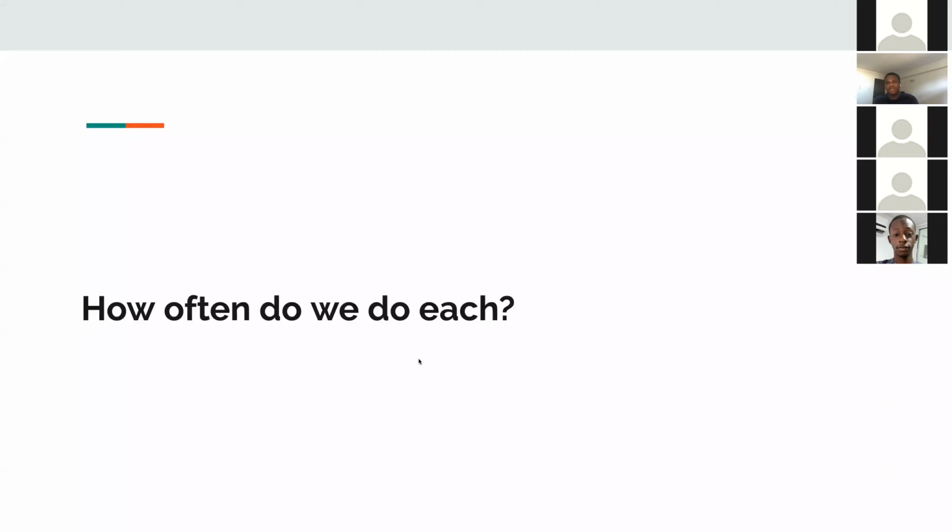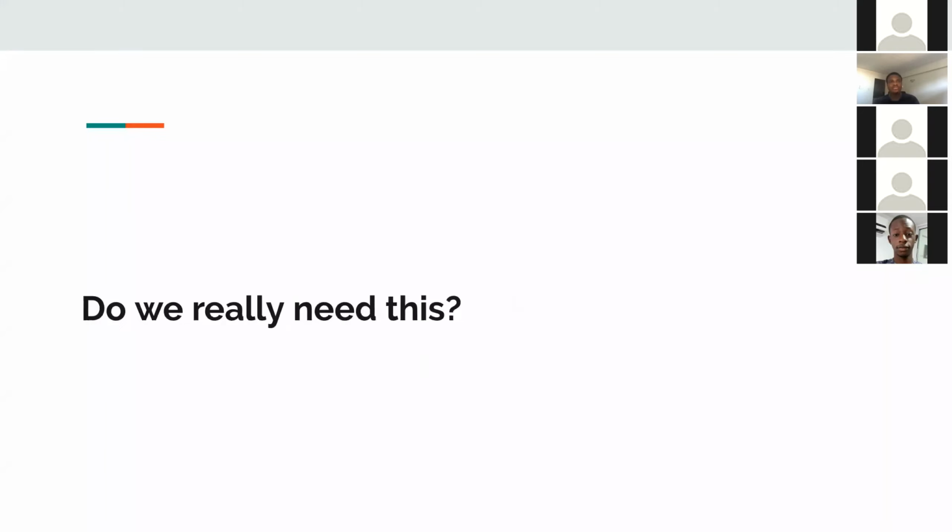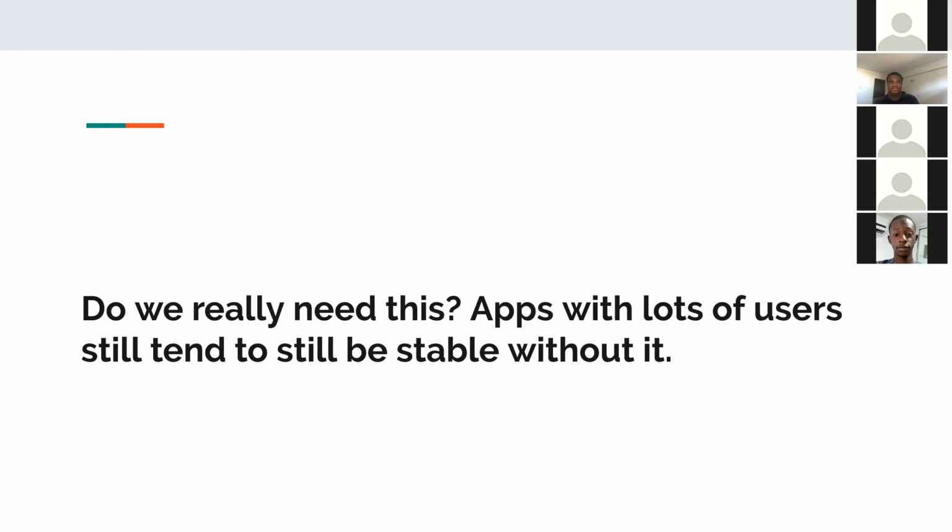helps us separate our views from our logic properly, following the MVVM or MVP paradigm. So there are a couple of other questions, but we've already answered these even while having the conversation. So I'm going to move to this. Do we really need this? Since apps with a lot of users tend to be stable without testing.